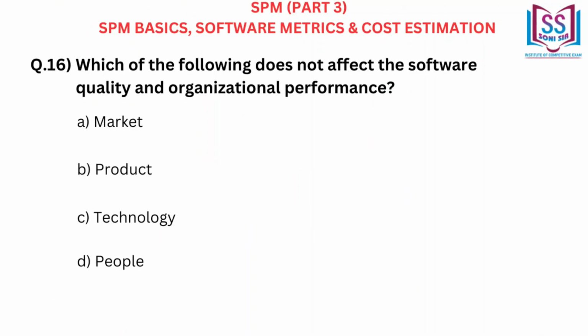Which of the following does not affect the software quality and organizational performance? A. Market. B. Product. C. Technology. D. People. Answer A. Market.